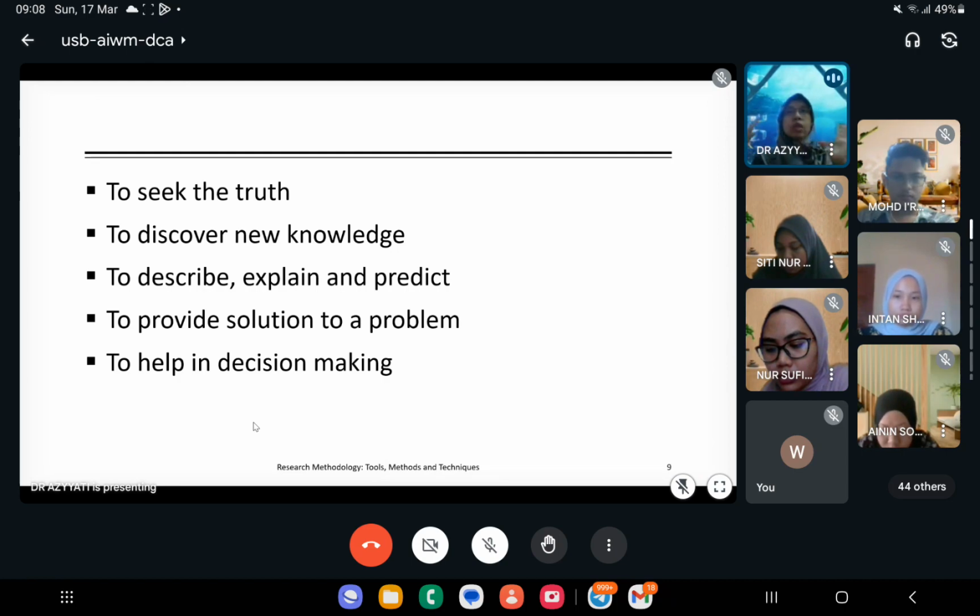That's why whenever you do something, you have to do research. Even I myself, being appointed as coordinator of the research management unit, my job is to encourage all the lecturers to write a paper.